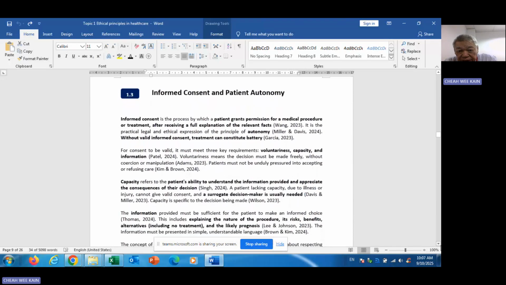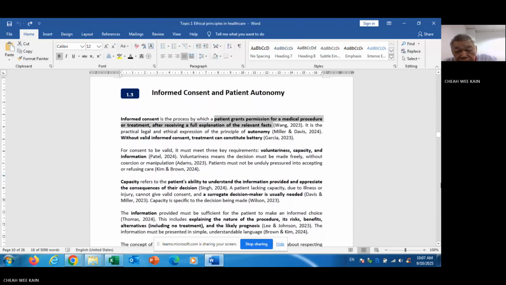informed consent and patient autonomy. What is informed consent? It is when a patient grants permission for a medical procedure or treatment after receiving a full explanation of the relevant facts. Some surgery may be very dangerous. The hospital may ask the patient to sign something. So this is informed consent.